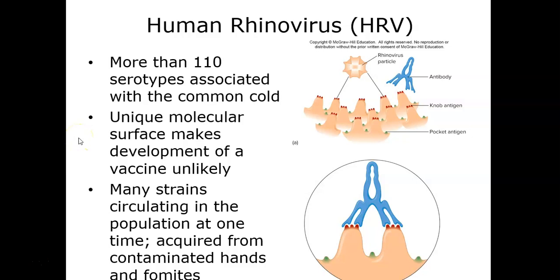We also have the human rhinovirus, which is associated with the common cold. There are molecular surface markers that are unique, and this makes developing a vaccine very difficult to do, since there are often several strains that are circulating across the population at any one time. These rhinoviruses grow incredibly well in the cool regions of your respiratory tract. So this is why they prefer those particular areas. And they're acquired from contaminated hands through direct contact or contact with surfaces like fomites.